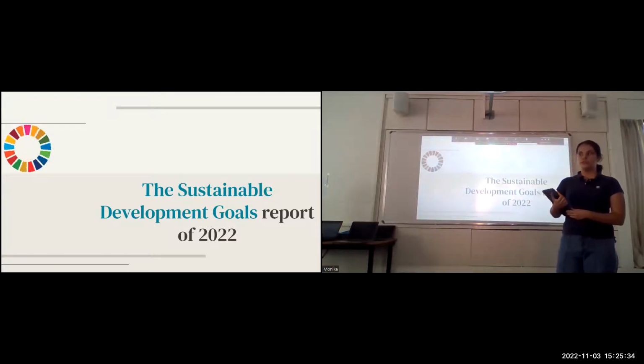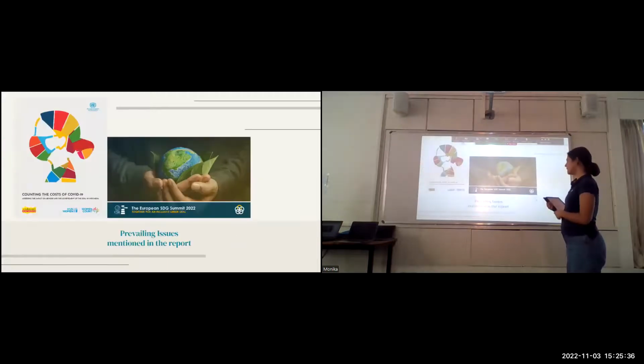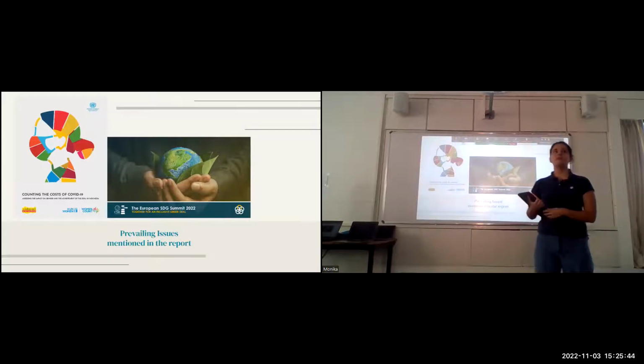So what needs to be done? Can you go to the next slide? These are the issues that were mentioned in the SDG report, but what needs to be done is that the countries need to make thorough changes in how they are functioning.